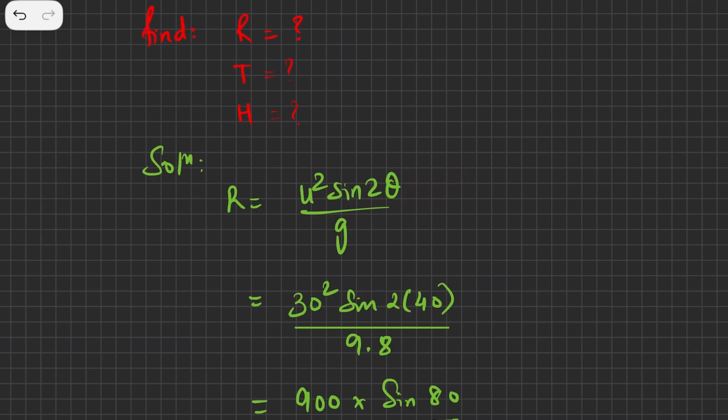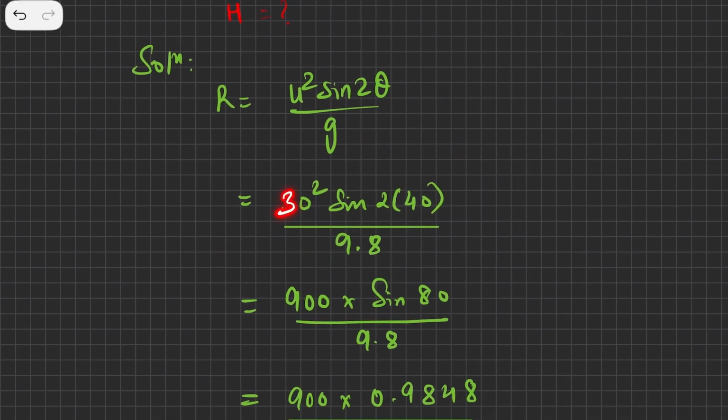In any grade 11 book you might find this formula, u square sine 2 theta by g. In case you want the derivation of this, you can just comment in the section, so that I will derive it in a separate video. So u square sine 2 theta by g is the formula for range. u is 30, theta is 40, and this 2 is as it is.